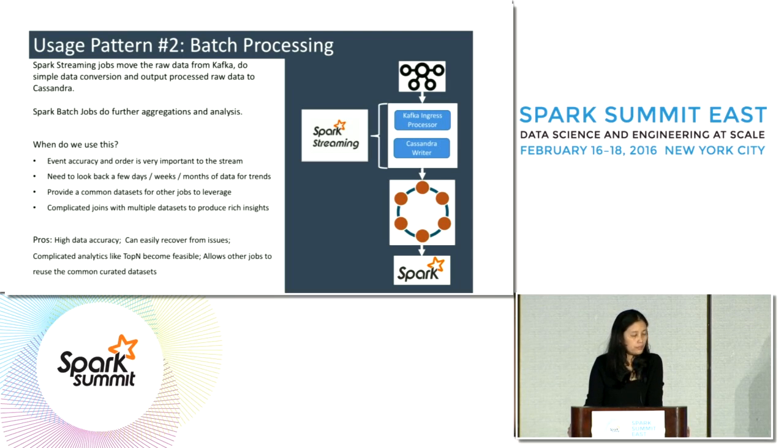The pros of this usage pattern are high data accuracy. Even if there is some outage, after all the raw data arrives in Cassandra, we can backfill the data by rerunning the batch jobs. Second, complicated analysis, like top-N and 90% tail latency for a large time window, becomes feasible. We can also generate some common data sets that can be used by other jobs. For the clusters that heavily use this usage pattern, we will put more nodes in the analytics DC.